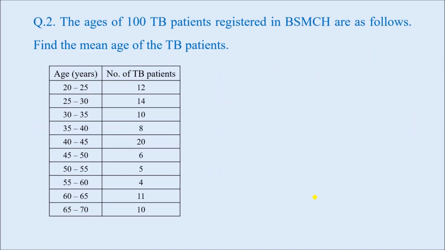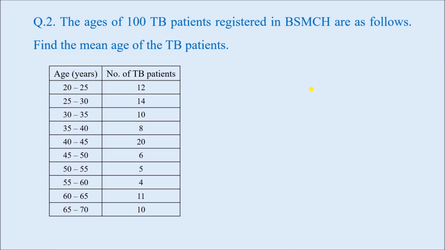Here are the ages of 10 TB patients registered in a particular medical college; here we have given the example of BSMCH. So we have the age group, and how many patients belong to that particular age group has also been mentioned. Again, the ages of the individual patients are not given, rather a group of patients belonging to a particular age group has been given in this table. So this is also another example of group data, basically the same as the previous one.